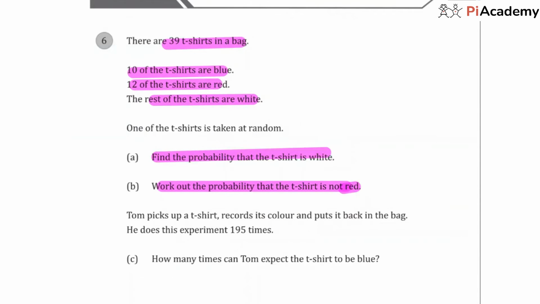Understand that? The keyword is "not" here. Not red. And then Tom picks up a t-shirt, records its color, and puts it back in the bag. He does this experiment 195 times. How many times can Tom expect the t-shirt to be blue? So please take 2 minutes, read the question, and try to answer this. I'll ask one of you.